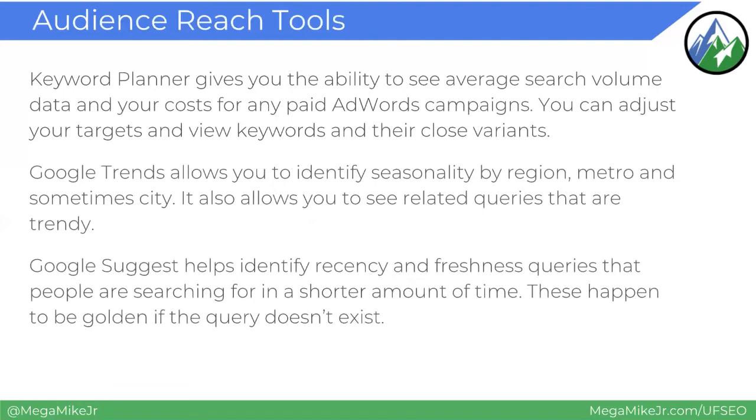Google Suggest helps identify recency and freshness queries. So again, to reiterate on that, what people are searching for in a short amount of time is more recent and more fresh. So these are people that are in the moment and are looking for those queries, not necessarily finding what they're wanting, or not even being able to identify that those queries existed because no historical data is present. So this happens to be golden if the query doesn't exist, for example.